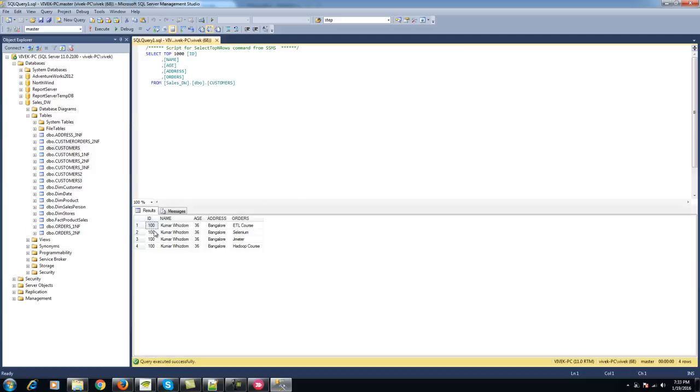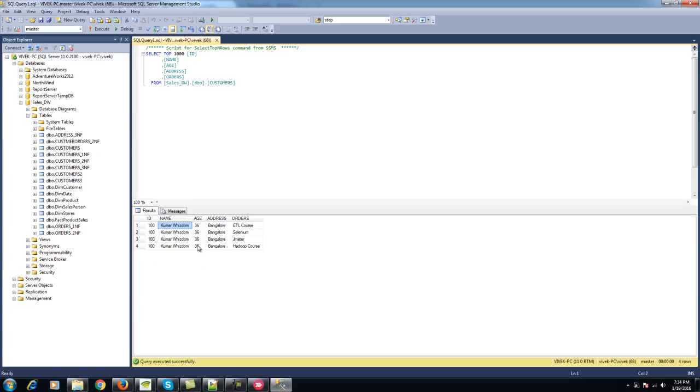If you see this, I have a table where I am putting the ID, the name, Kumar Wisdom, his age, his address, and the course he has ordered. In this case I have the same ID for this guy. If there is another entry, ideally the IDs should be 101, 2, 3, and 4, with the same name and the same address and so on. If Kumar Wisdom has changed his address from Bangalore to Hyderabad, what will happen? You have to put a lock on this table and update the entire record set.